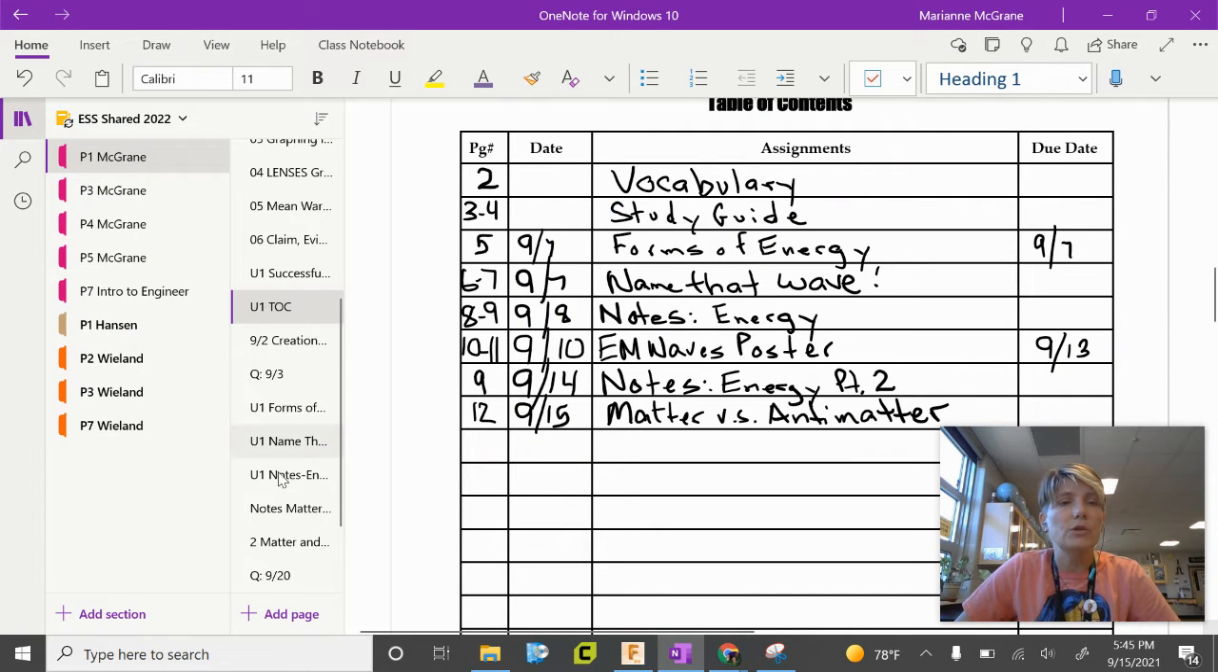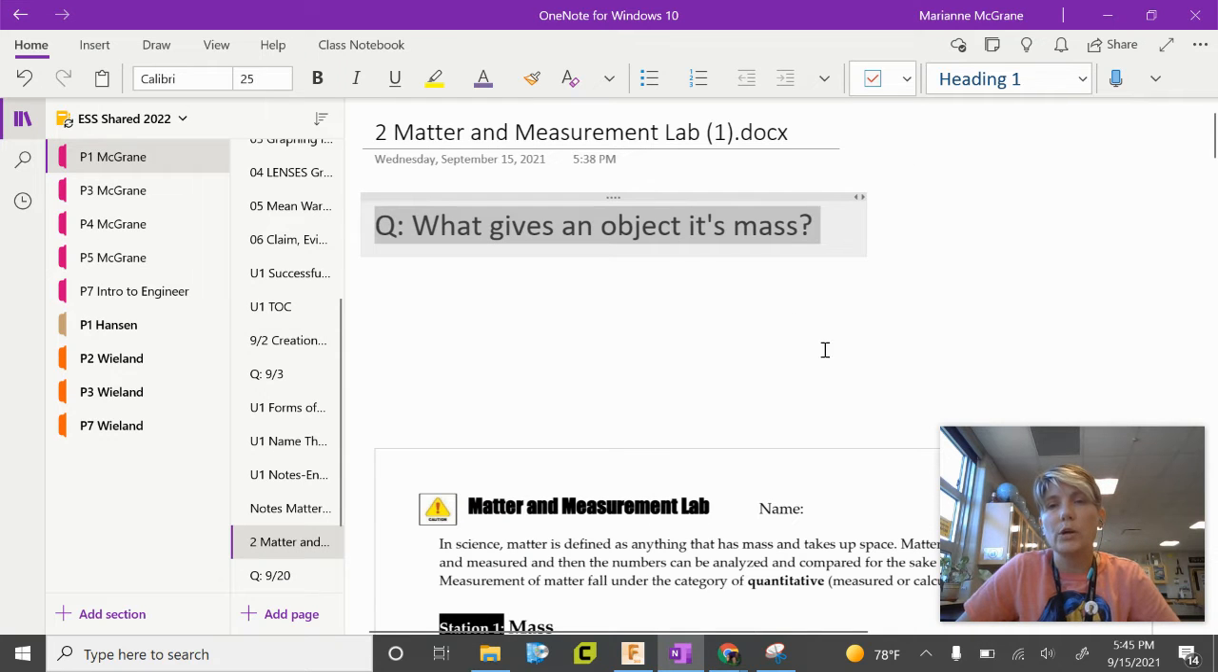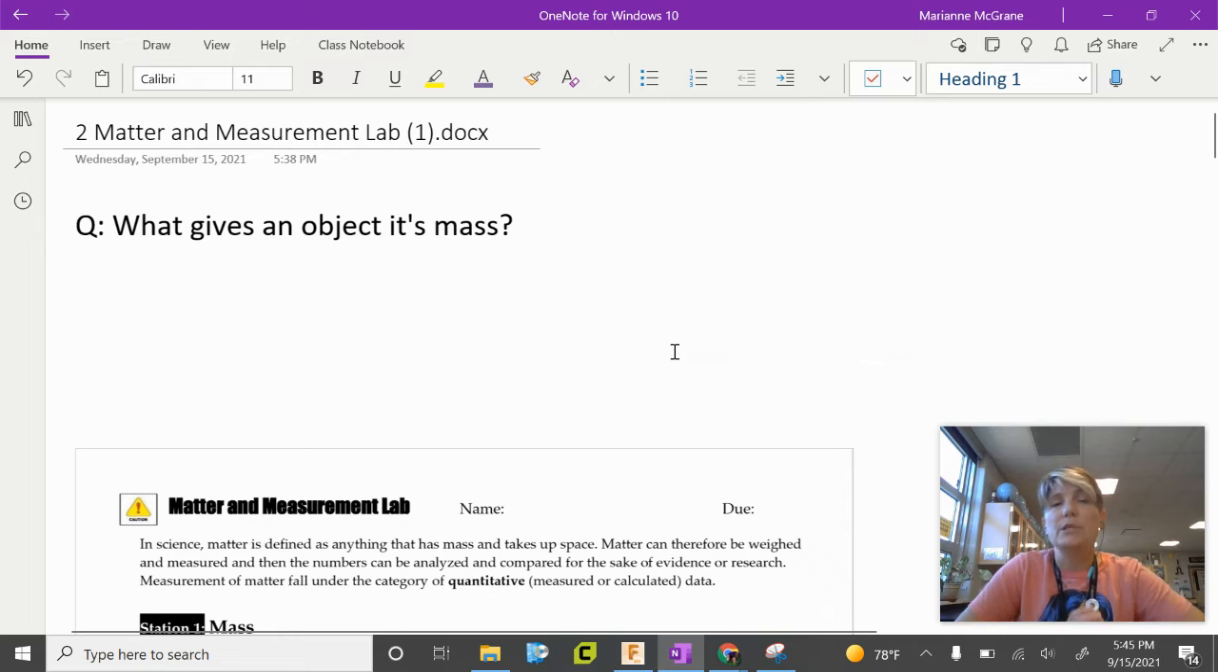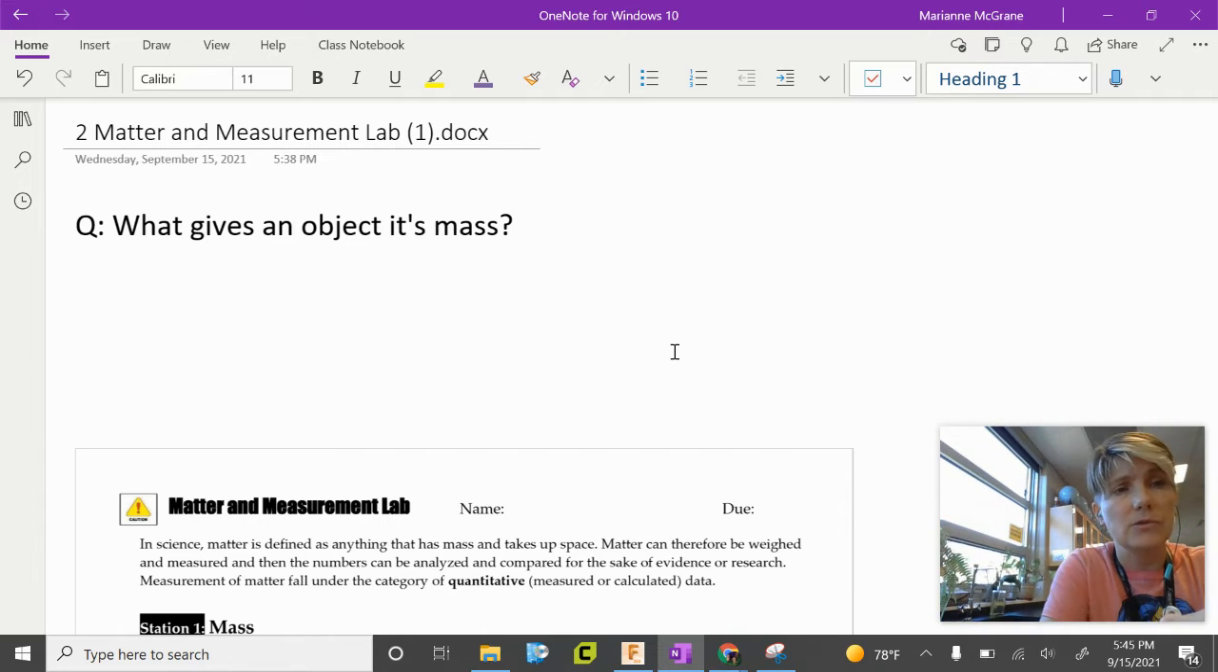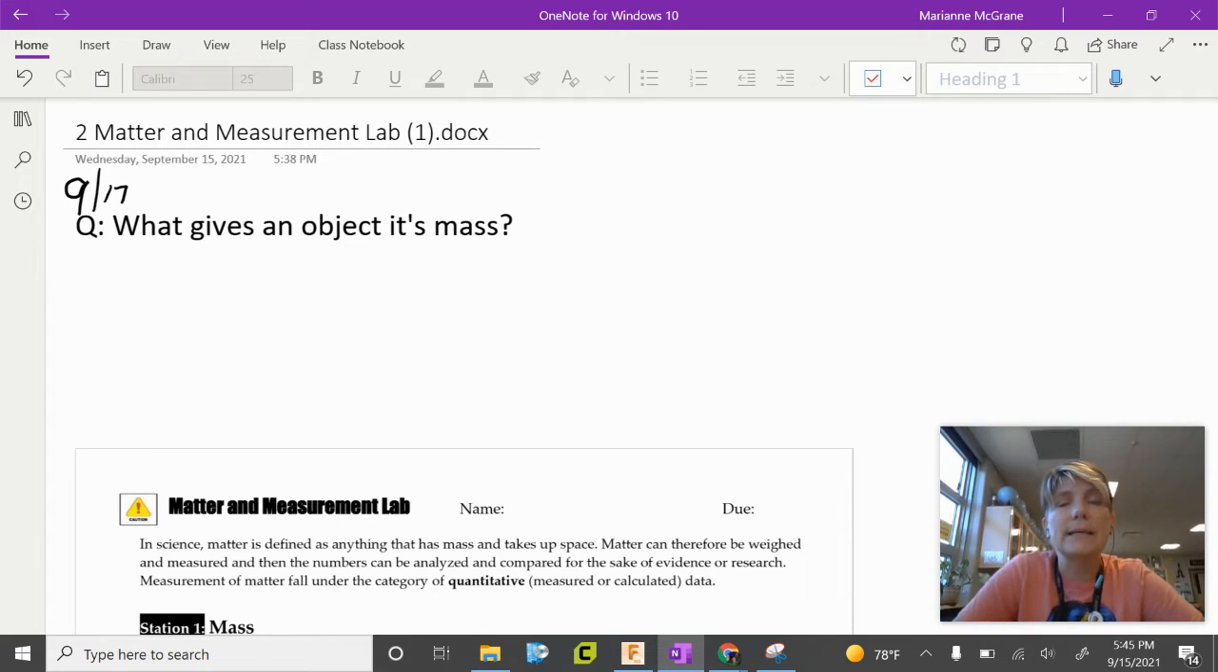So, the first thing that I want you to do is write down the question of the day. If you could please write this in your notebook, it says, what gives an object its mass? And I believe the date today is 9/17. So, we'll go ahead and write in our notebook, please, 9/17, and then add this in your notebook. What gives an object its mass?